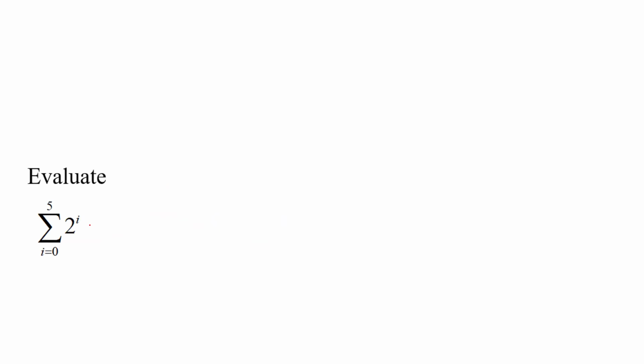Sometimes we'll start at 0 instead of 1. No big deal, just same thing. The summation from i equals 0 to 5 of 2 to the i. 2 to the 0 is 1. 2 to the 1 is 2. 2 to the 2 is 4. 2 to the 3 is 8. 2 to the 4 is 16. And 2 to the 5 is 32.